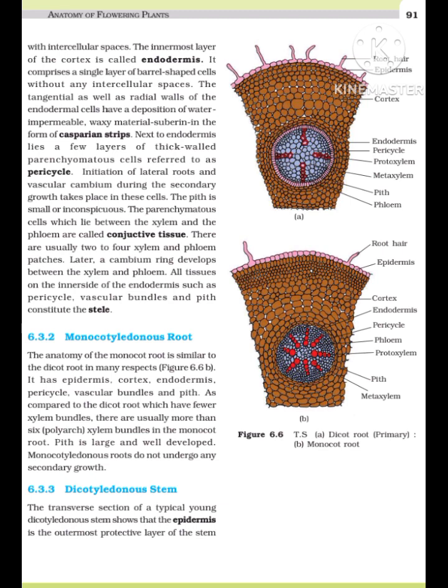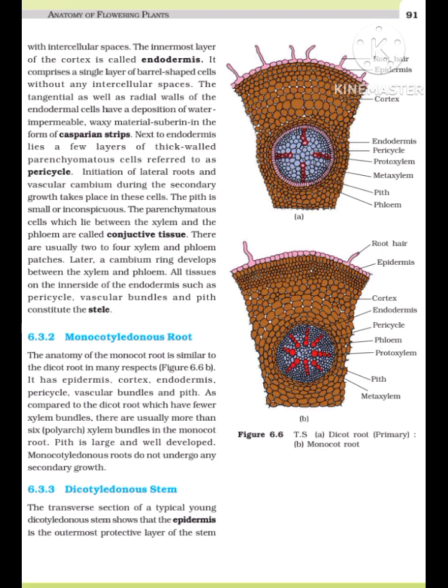Next to endodermis lies a few layers of thick-walled parenchymatous cells referred to as pericycle. Initiation of lateral roots and vascular cambium during the secondary growth takes place in these cells. The pith is small or inconspicuous. The parenchymatous cells which lie between the xylem and the phloem are called conjunctive tissue.